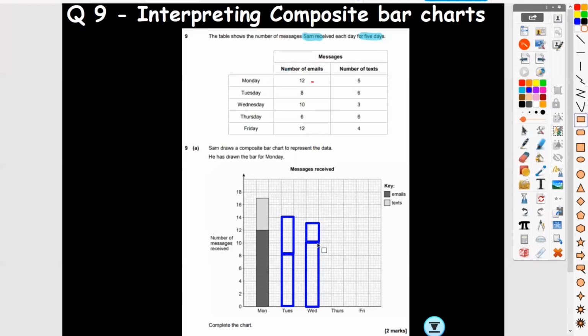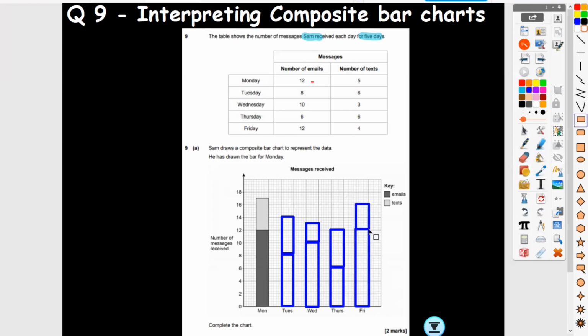Next one, Thursday, 6 and 6. So that's 12. So I can do my 6 first of all, and then I can do my other 6, which is going to be the 12 here. And then finally, Friday is 12 and then plus 4, which is going to take me up to 16.